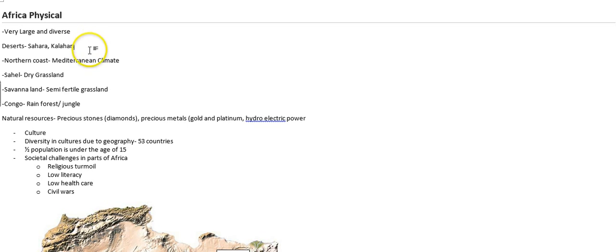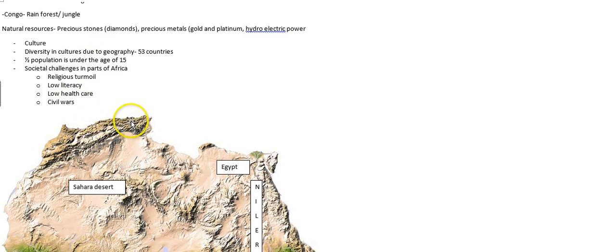The northern coast, we talked about the Mediterranean climate, and it's also very good for ports because it's so irregular. We call this jagged sort of structure, we call that irregular coastline.